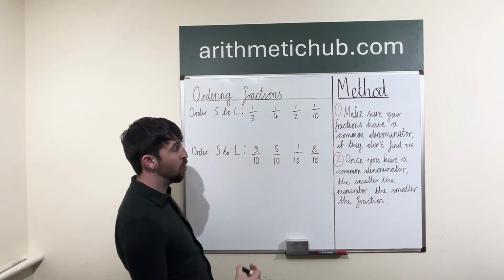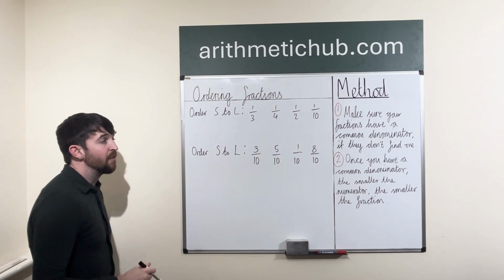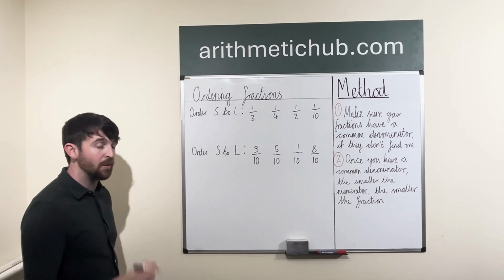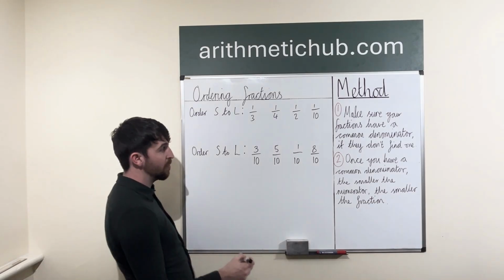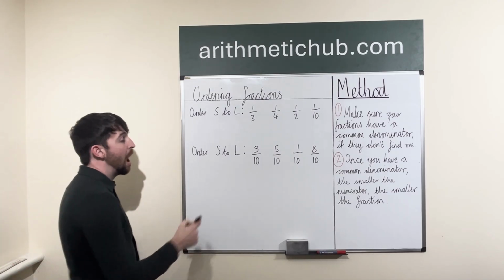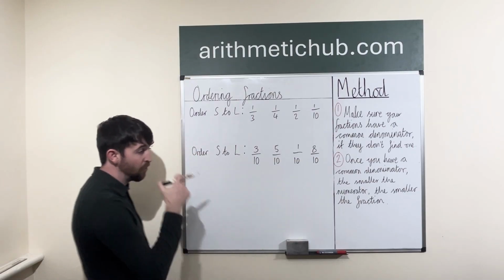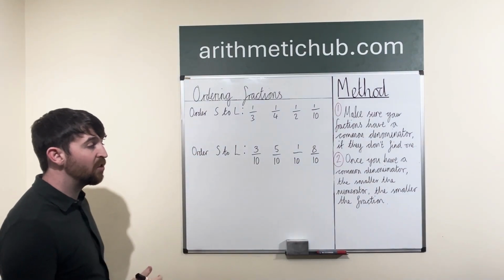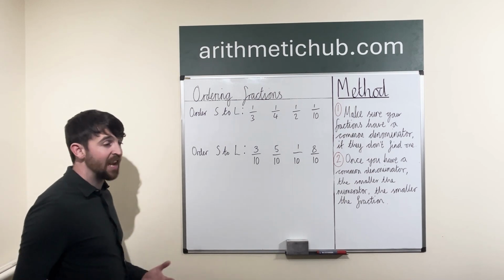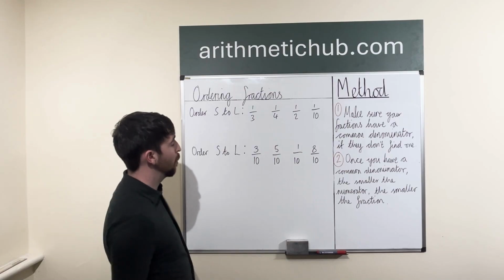So let's start off by talking about the method. The method says, for the first part, make sure your fractions have a common denominator. If they don't, find one. That's for every type of question you do with this, except for these ones where you have a common numerator. And then the second part of the method says, once you have a common denominator, the smaller the numerator, the smaller the fraction. So once your denominator is the same, the smaller the numerator, the smaller the fraction.